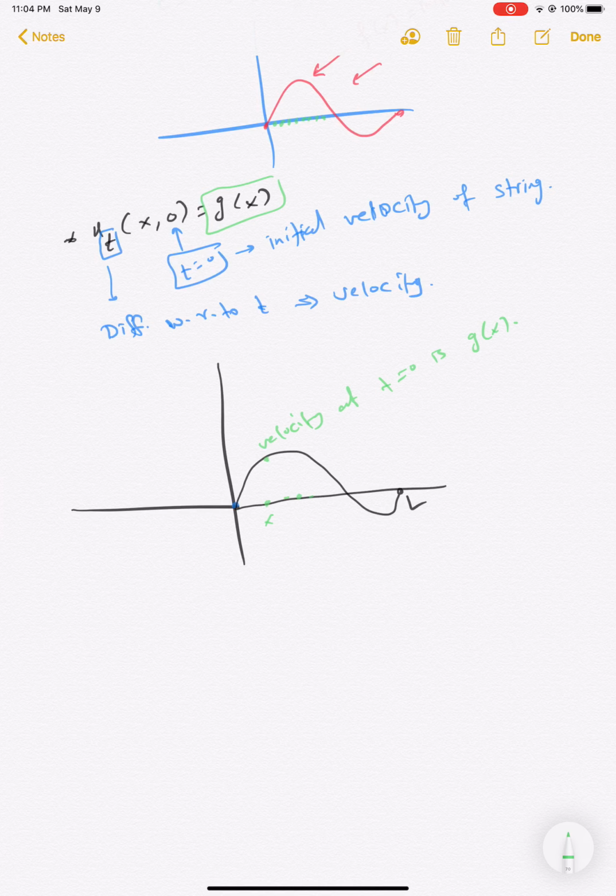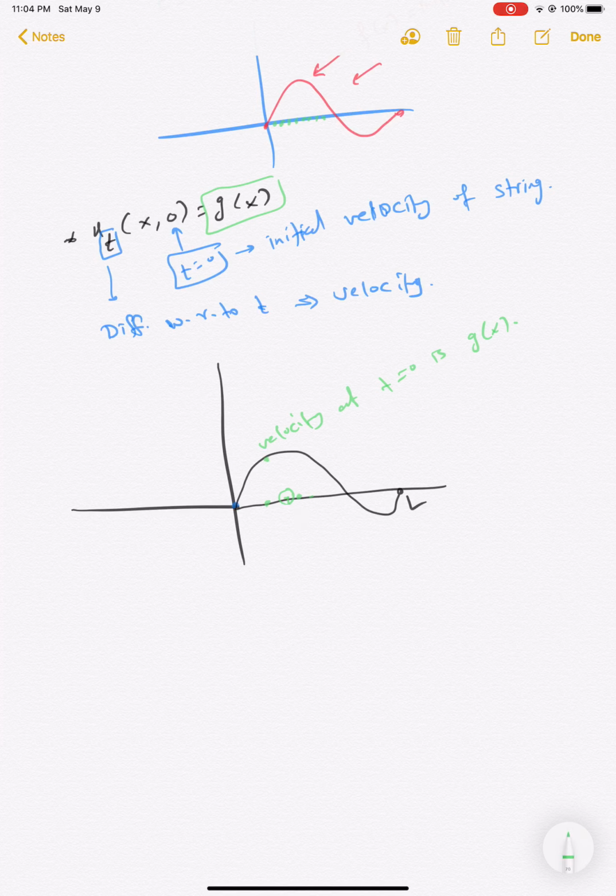So for example, if g(x) was x squared, that means the initial velocity when x is 1 is 1 squared, that's 1. When x is 2, that's 4. So the initial velocity is 4. So if you go to position 2 on the string, the velocity at the moment that you started your study is 4. This is exactly the meaning of the function g(x).